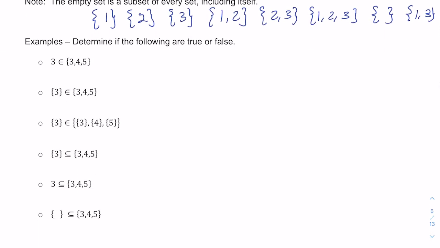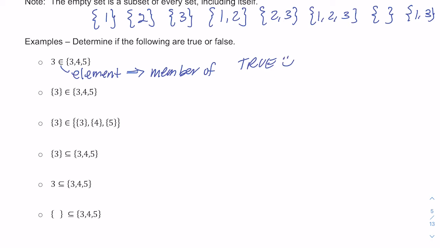Okay, in the next set of examples, we're going to determine if the following are true or false. In the first example, is 3 an element of the set {3, 4, 5}? Remember, an element just means a member of. So is 3 a member of the set {3, 4, 5}? The answer is yes. That would be true.